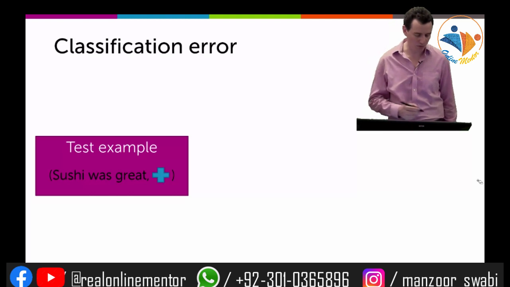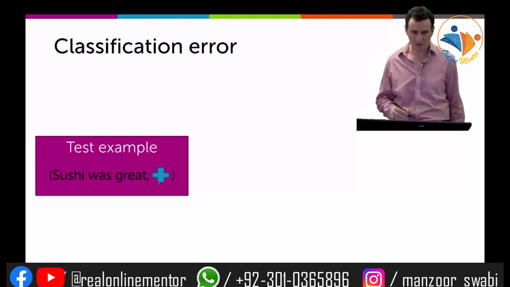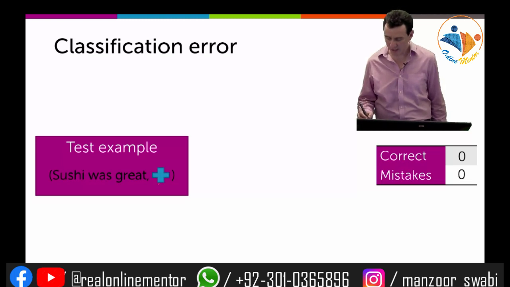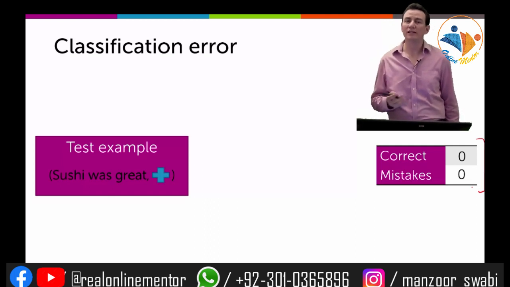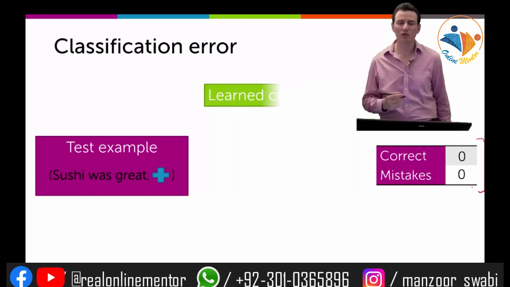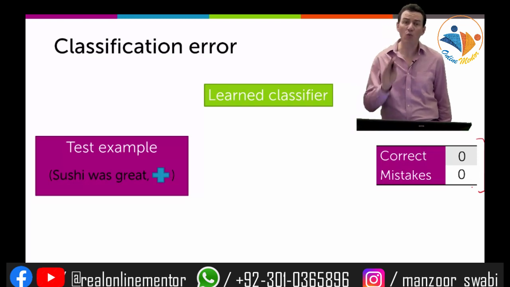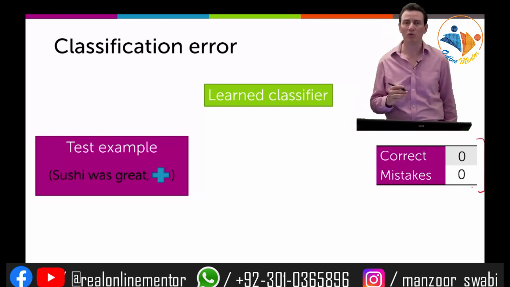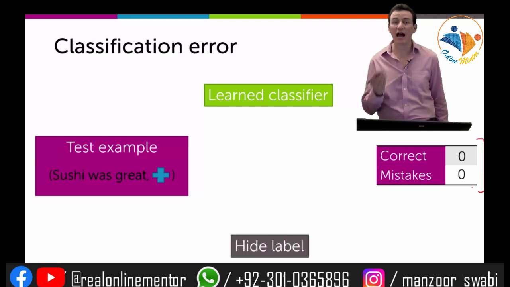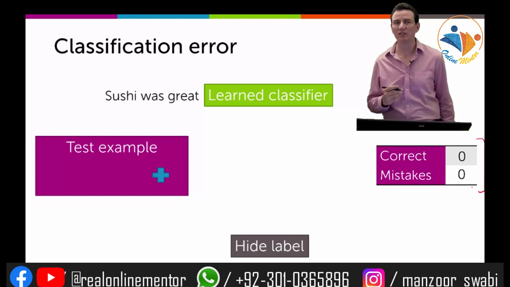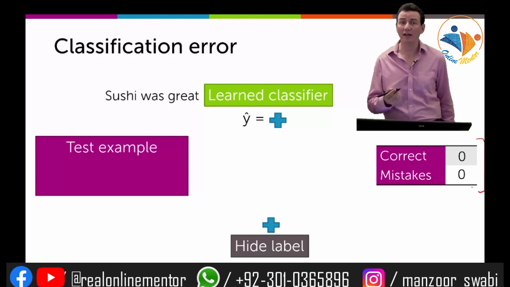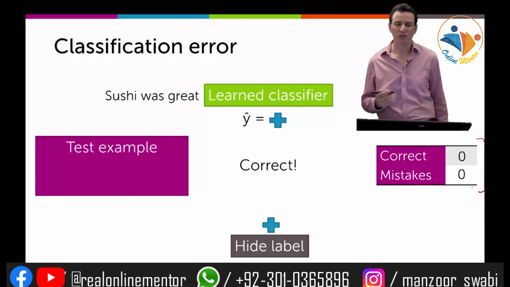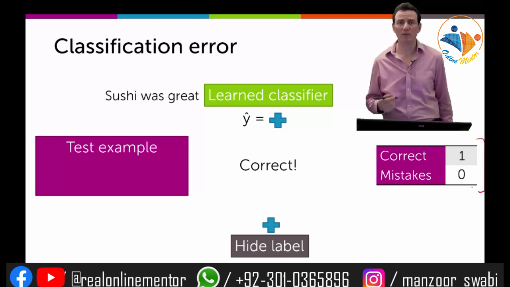We're given a set of test examples of the form "sushi was great" is a positive sentence, and we're trying to figure out how many of these test sentences we get correct and how many we make mistakes on. So what we're going to do is take the sentence "sushi was great" and feed it through the learned classifier. But we don't want the learned classifier to actually see the true label. We want to see if it gets the true label right. So we're going to hide that true label. The sentence gets fed to the learned classifier while the true label is hidden. And now given the sentence, we're going to predict y hat as being positive. So we believe this is a positive sentence, and so we've made a correct prediction. So the number of correct sentences goes up by 1.